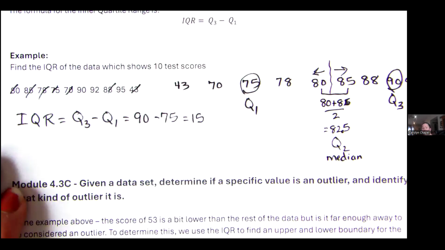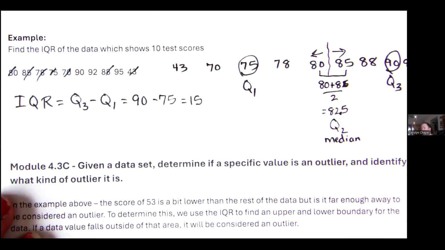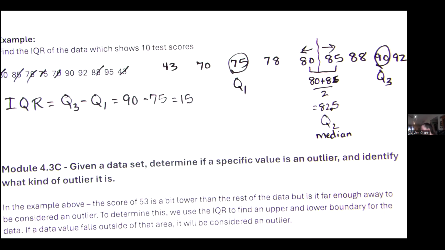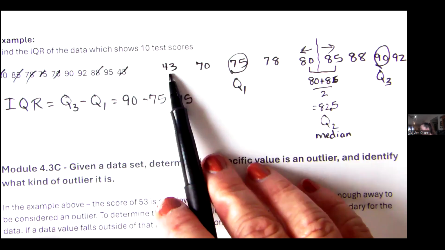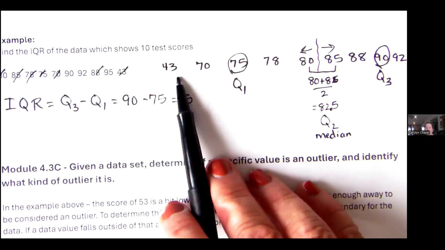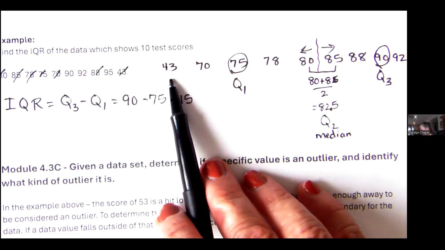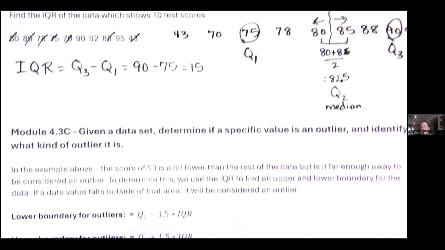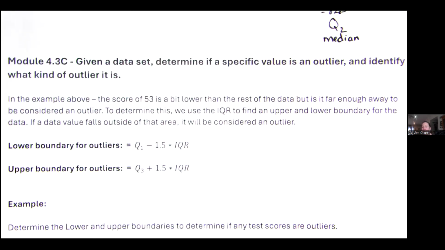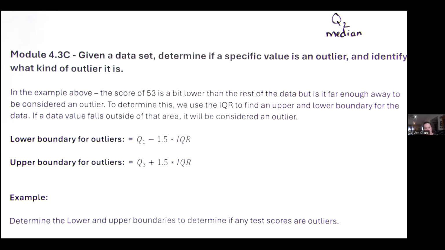Using this value, we also use it to help us determine if something is too big or too small. Is it truly an outlier? So for example, this 43 is a little bit below everybody else, but is it an outlier? Is it far enough from the data to be considered an outlier? To find these outliers, we're going to find some sort of boundaries, a safe zone, so to speak. If you are within these boundaries, you are not considered an outlier. If you are outside these boundaries, you would be considered an outlier.